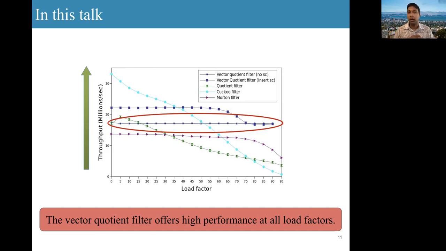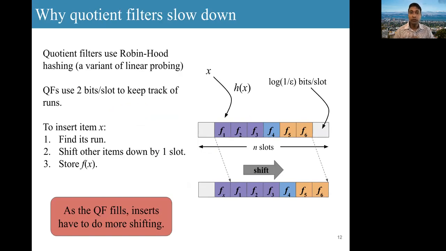Before we talk about how to design the vector quotient filter, first let's understand the main reason behind the slowdown in the quotient filter and the cuckoo filter data structures. The quotient filter is based on Robin Hood hashing, which is a variant of linear probing. In Robin Hood hashing, the quotient filter makes sure that all the items that have hashed to the same location have their fingerprints stored together in the form of a run. For example, in this array on the top, we have 3 different runs, which are in the color purple, blue, and yellow. To identify the home location of every fingerprint, the quotient filter uses 2 extra bits per slot.